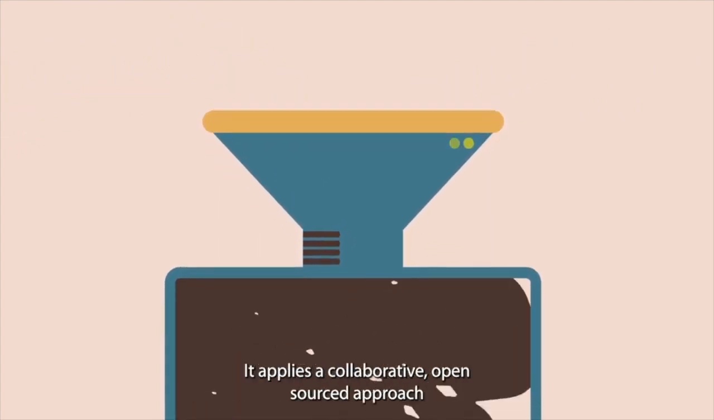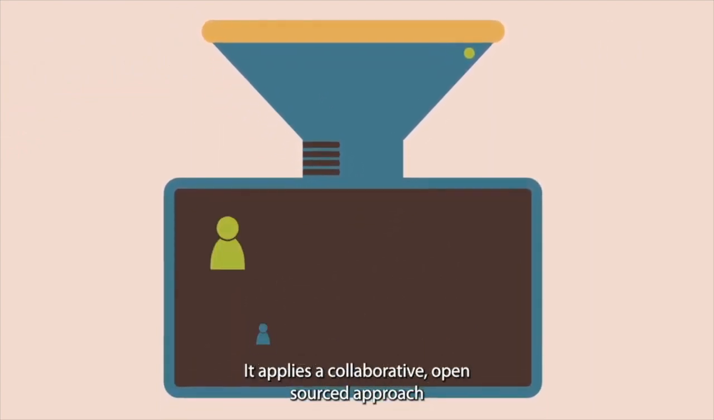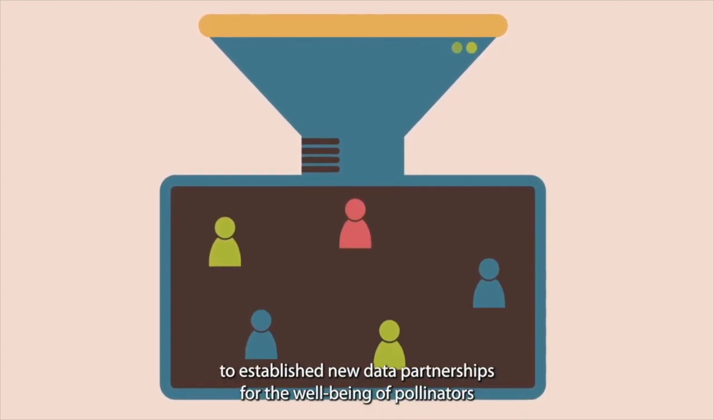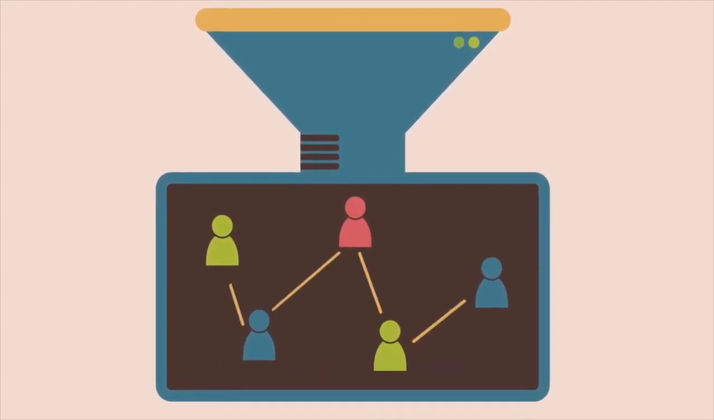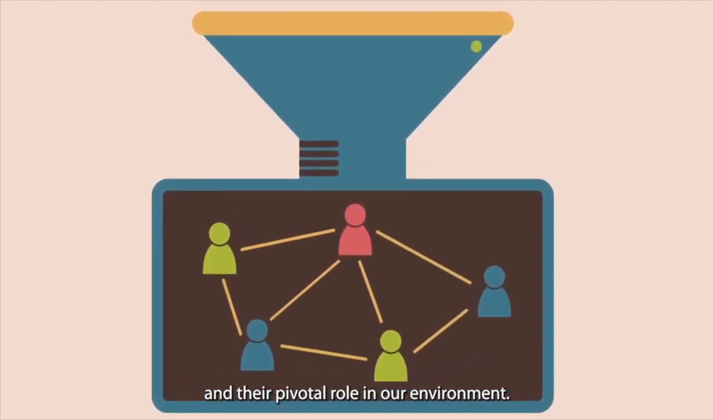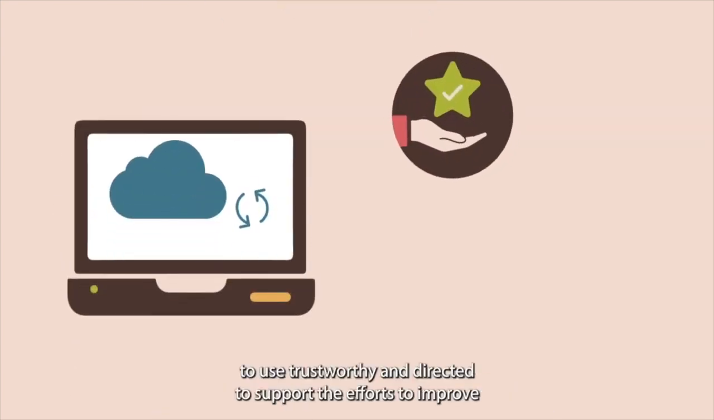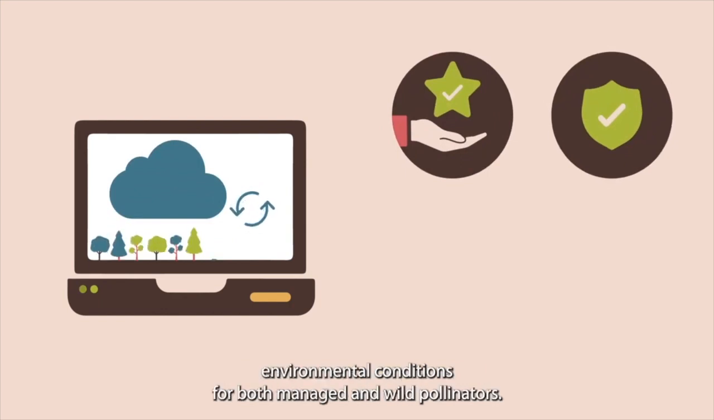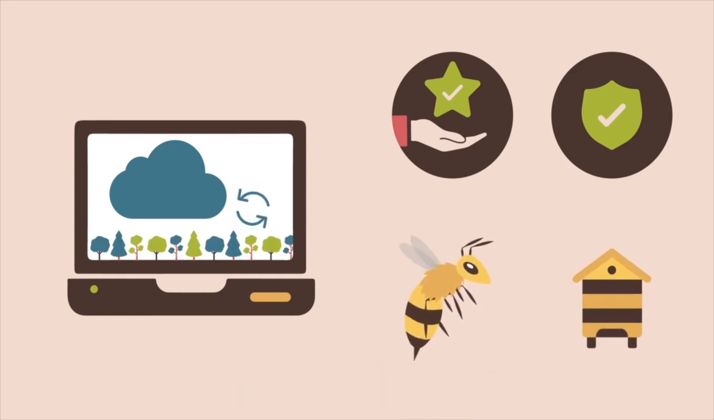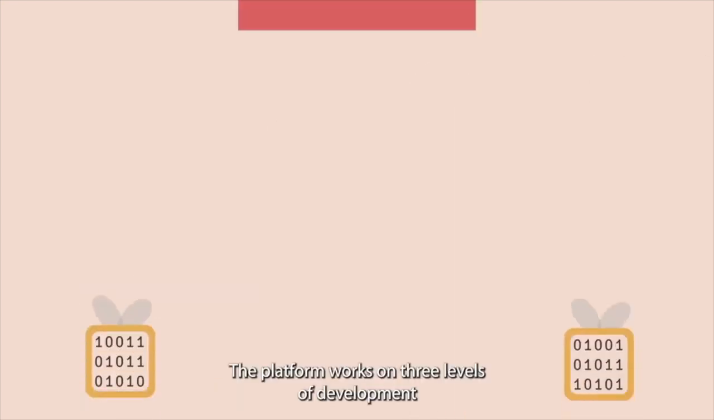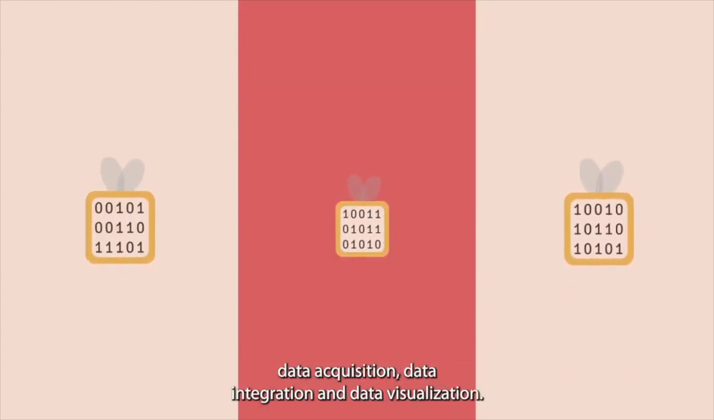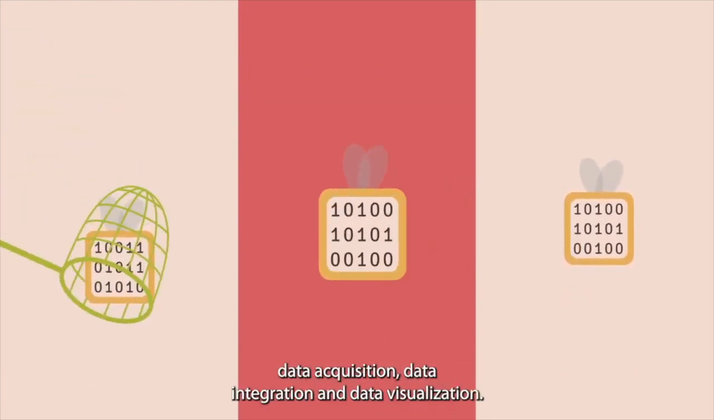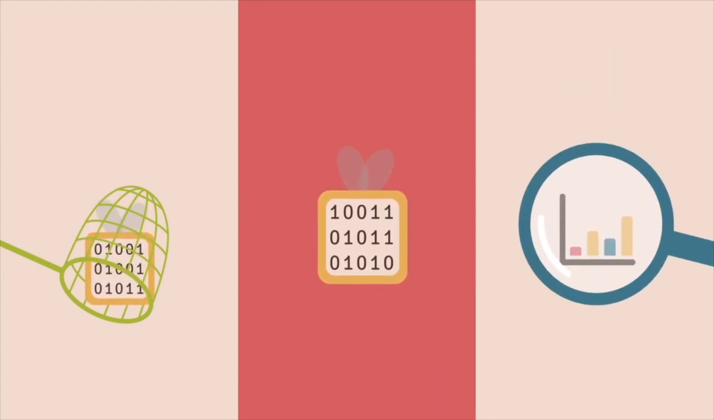It applies a collaborative, open-sourced approach to establish new data partnerships for the well-being of pollinators and their pivotal role in our environment. This integrative platform is free to use, trustworthy, and directed to support the efforts to improve environmental conditions for both managed and wild pollinators. The platform works on 3 levels of development: data acquisition, data integration, and data visualization.